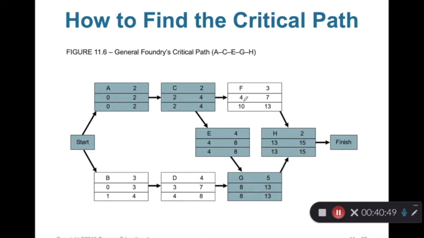But let's look at F: 10 minus 4 is 6, and 13 minus 7 is 6. So slack is not equal to 0, so this is not critical. The same thing for B, D, and F. You can see if you use the network, it's very easy to figure out which activities are critical. So you can see A, C, E, G, H are all critical activities.